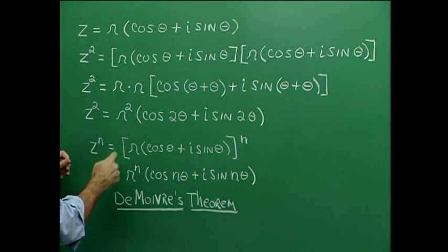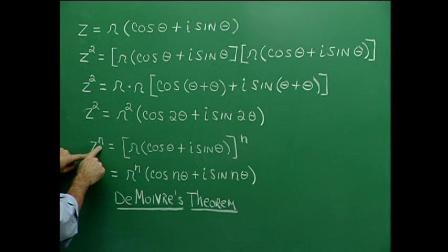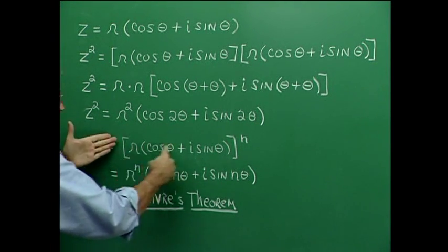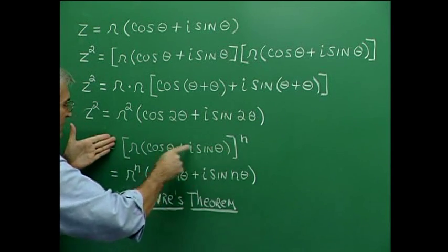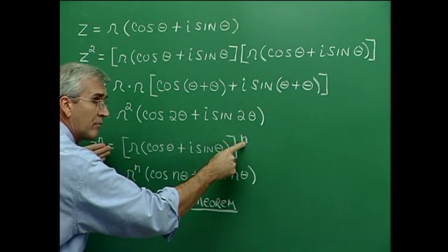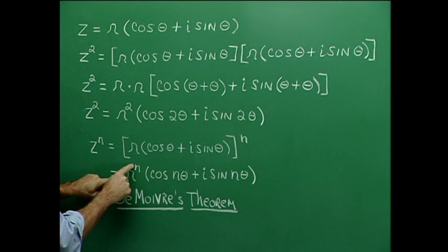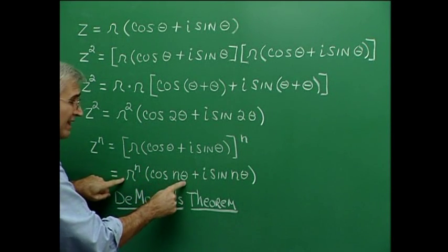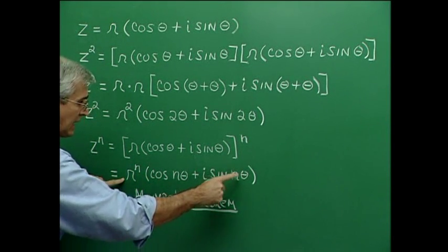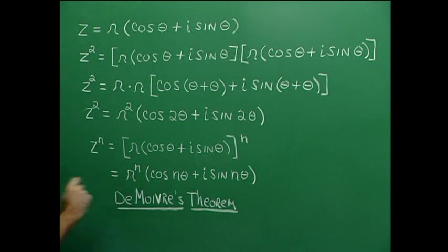And most generally, z to the nth power means take this complex number in trigonometric form and raise it to the nth power. Well, it's r to the n times cosine n theta plus i sine n theta. This is called de Moivre's theorem.